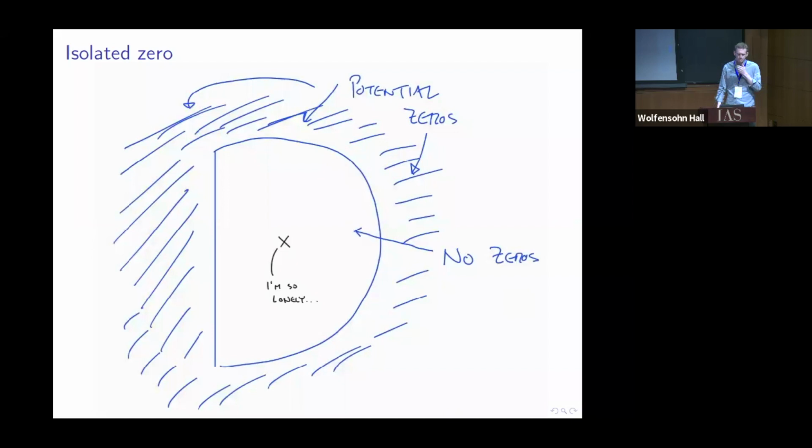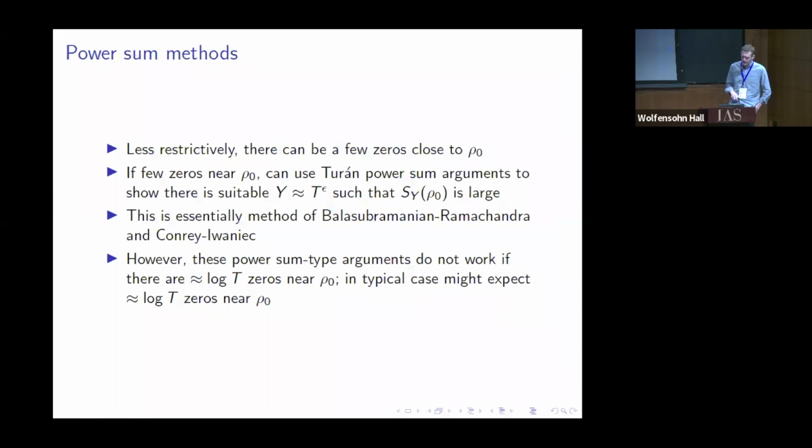Okay, so if you had a zero that looked like this with no neighbors around it, then you could get a really good count for how many zeros there are, something approaching the density hypothesis. Well, that's pretty extreme, assuming that there are no zeros close by. So you could say, okay, what happens if there are only a few zeros around? Maybe I'm allowed to have a couple zeros kind of close, but not that many. And if there are only a few zeros close by, then you can think about using something like a Turán power sum kind of argument.